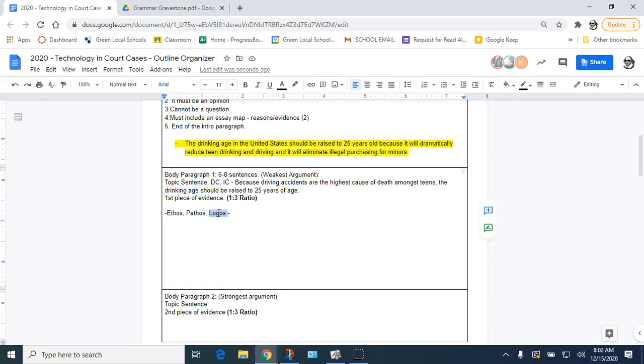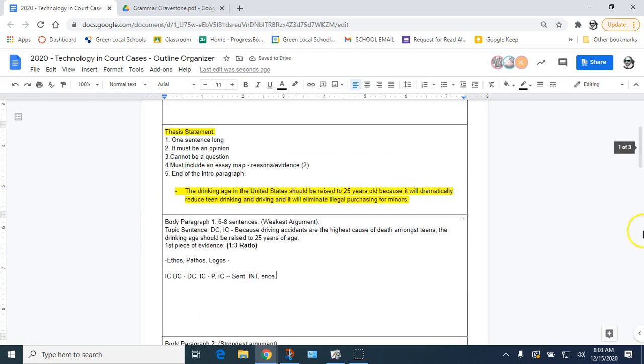Logos is logic. Logos is statistics. Maybe here in my article I could give some statistics about how frequent and how out of control teen driving accidents are, most of which are attributable to some sort of impairment. Some of them are alcohol, okay? So remember ethos, pathos, logos, but this is where you write your body paragraph, okay? This is where you can use ICDCs. This is where you can use DC, comma, IC. This is where you can use phrase, comma, IC. This is where you can use a sentence with an interrupter, right? Sentence, interrupter, and then finish the sentence, okay? These are the things that now we start to put all this together, all right?